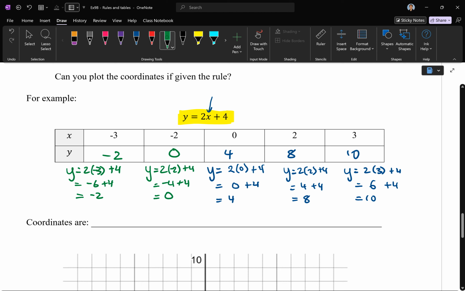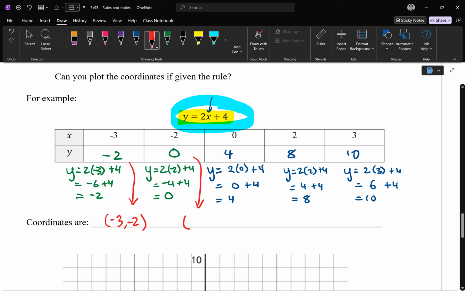Now let's write out the coordinates. This was your rule. We're going to write the coordinates out. You've got negative 3, negative 2. That's what this represents. This is your second one, negative 2, 0. Here's your third coordinate. Here's your fourth coordinate, 2, 8. And your last coordinate is 3, 10.